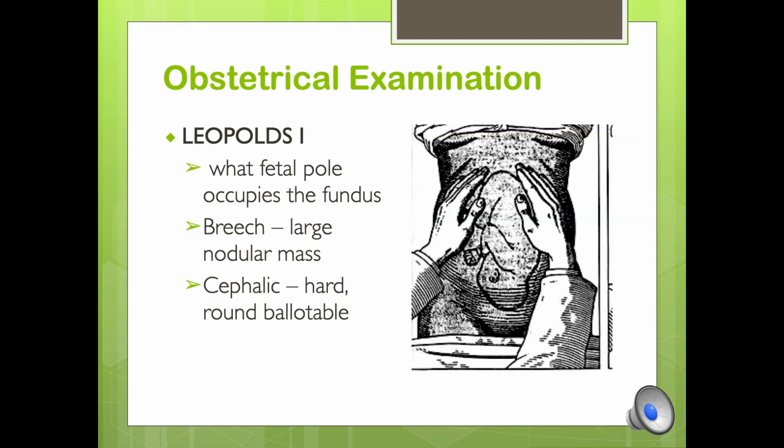In doing the abdominal examination, the tips of the fingers and the palm are used. The fingers should be together. In Leopold's 1, we determine what fetal pole occupies the fundus. In a longitudinal lie, it could either be the breech or the head, so breech or cephalic. If it's a breech, you would palpate a large and nodular mass. If the head occupies the fundus, then that is a hard, round, ballotable mass.